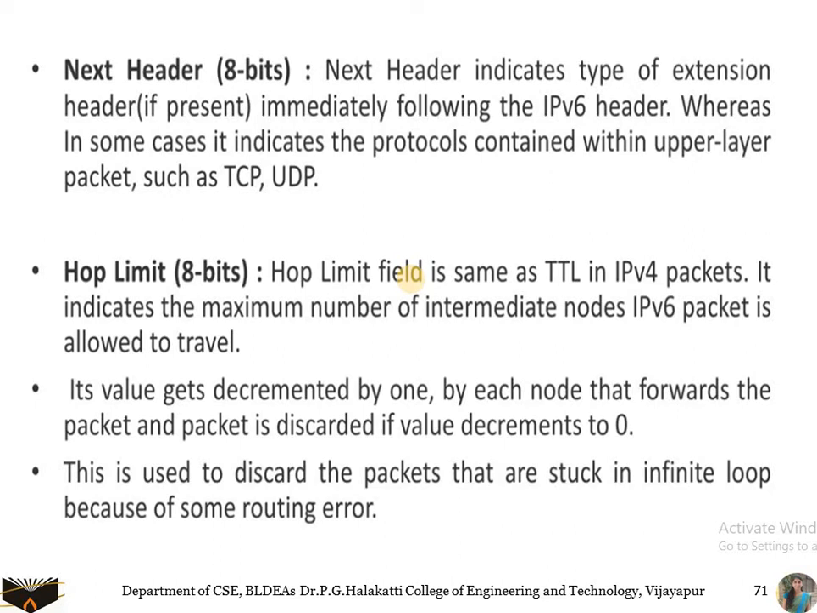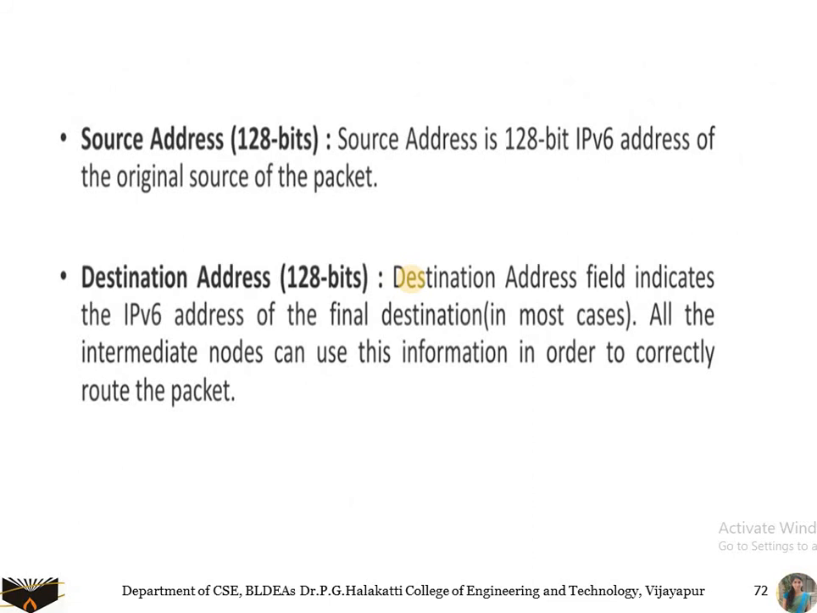So the packet is unable to reach the destination and it is just roaming in the network. In that case, every time it reaches one of the hops, the value will be decreased by 1. So when it turns to 0, the packet will be discarded without causing any kind of congestion in the network. Next we have the source address, which is 128 bits. Since it is IPv6, the size is 128 bits. Again, same as the destination address, this is the address which indicates where the packet needs to be routed.